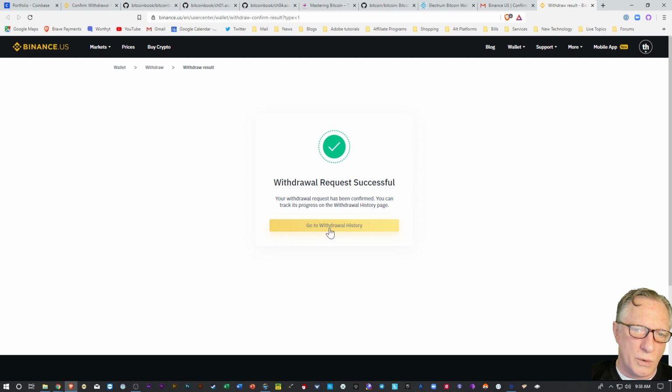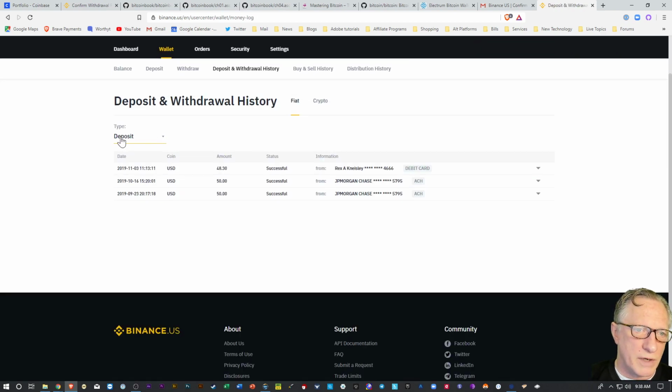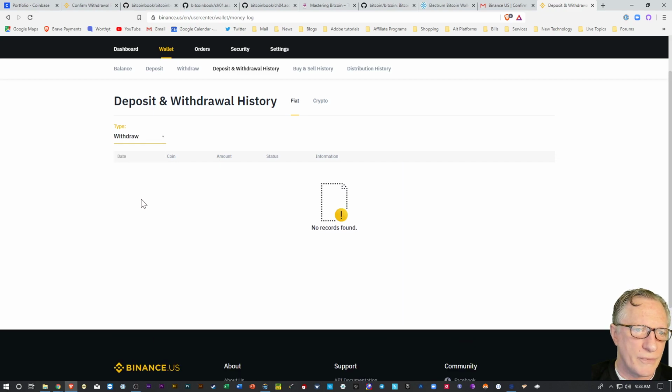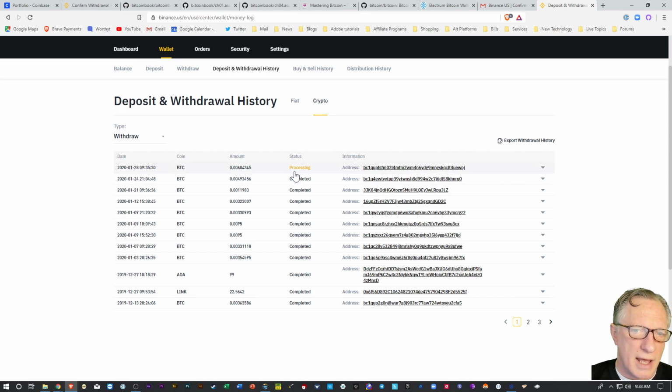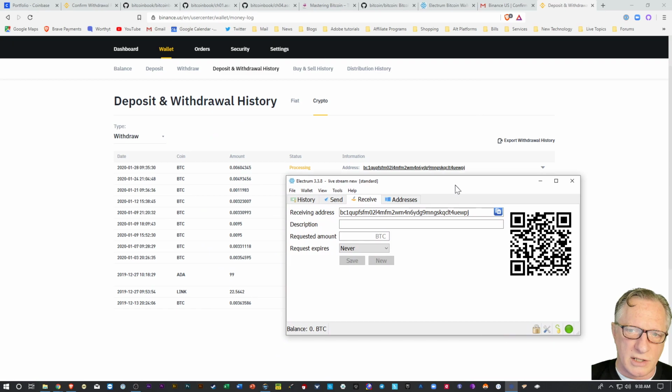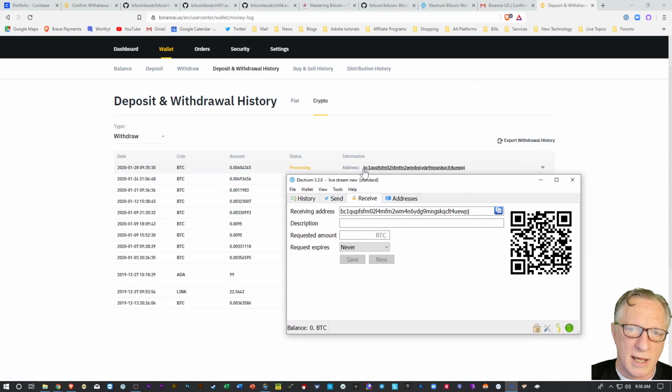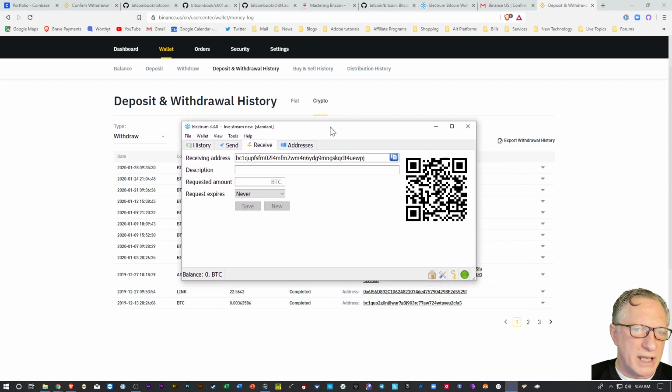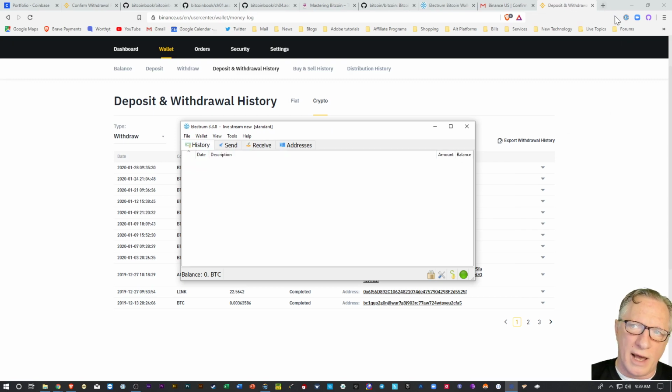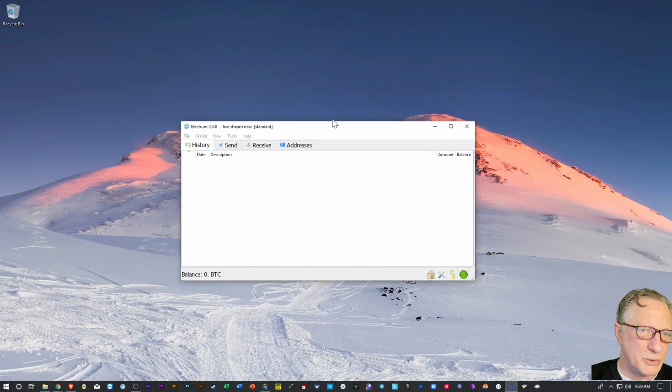So let's go to withdrawal history. I'm going to go over here from deposit to withdraw, and I'm going to change from fiat to crypto. And there you can see that there is a withdrawal processing, and there's that Bitcoin address that they sent it to. So I can just eyeball these two and see that it is sent to the same address as my wallet, and that it's processing, and it may take a while. So hopefully it'll end up in this wallet before the end of the live stream, and we'll be able to rejoice.